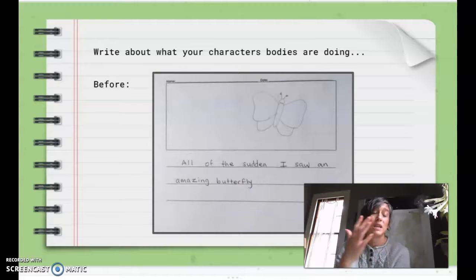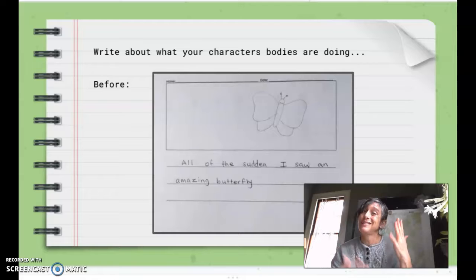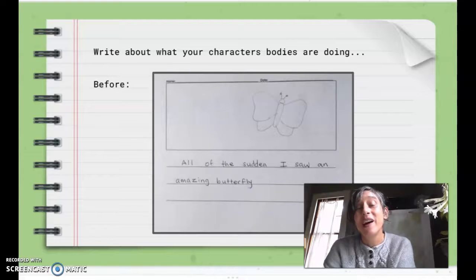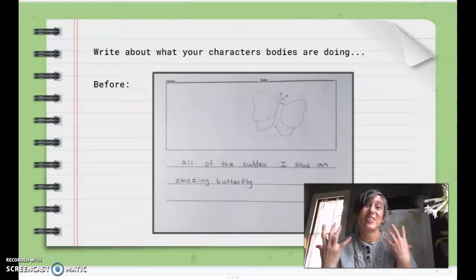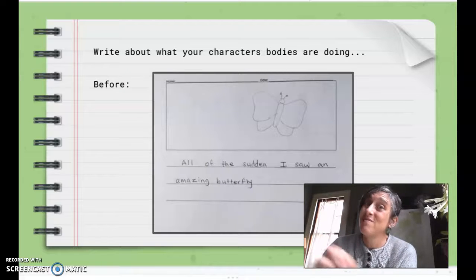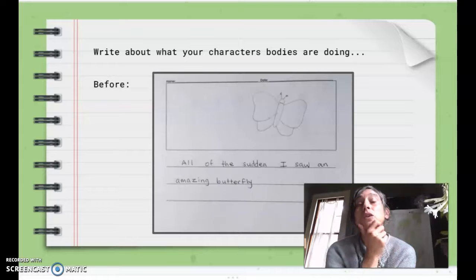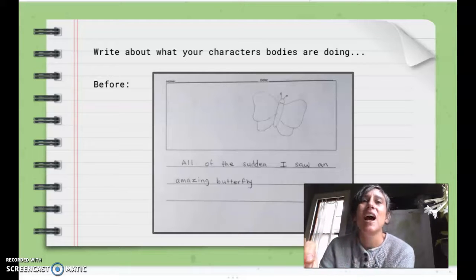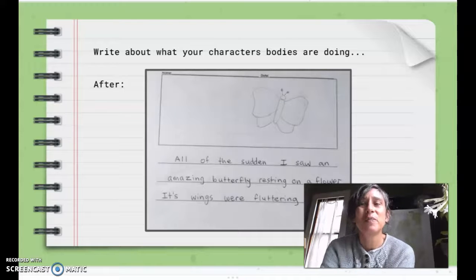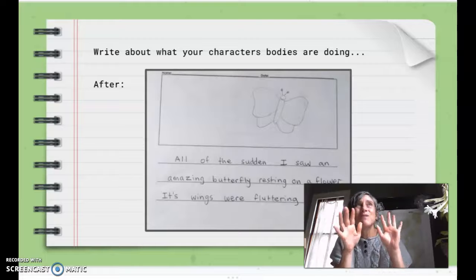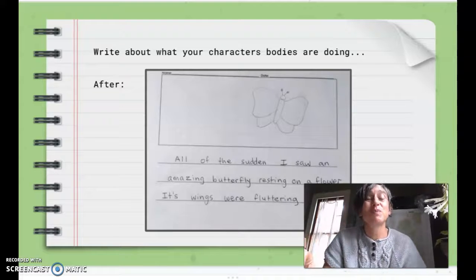So in the middle of my story, because obviously I want to keep thinking about this, not just for the beginning, but what was my body doing in the middle and the end of this story. So for my middle, I wrote down that all of a sudden I saw an amazing butterfly. Now, that's all I had at first. But when I was thinking about not only what I was doing, but also what was that butterfly doing? I remembered that it was sitting on a flower and that its wings were fluttering slowly on the flower, really catching the light and changing colors. It's pretty beautiful.